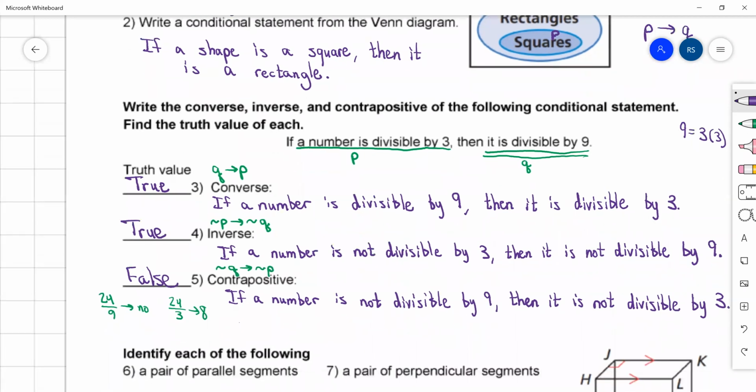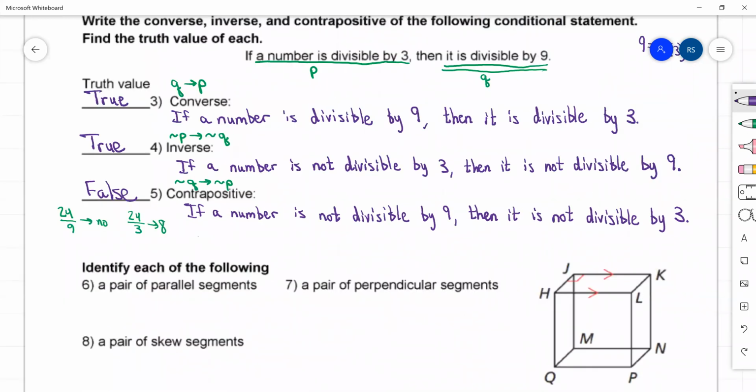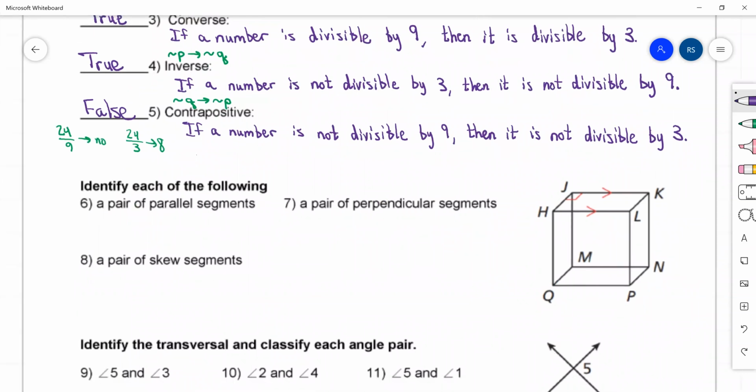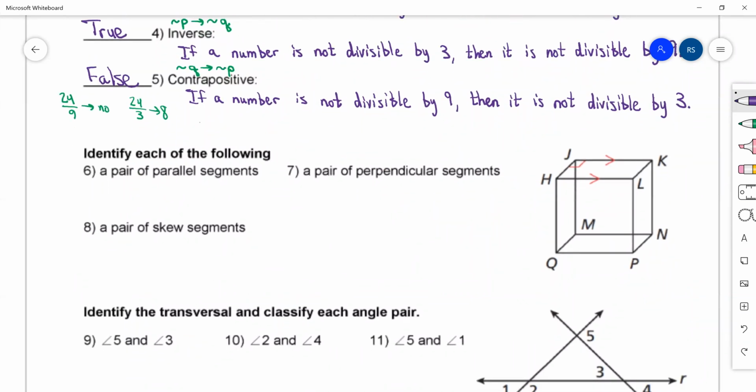Okay, so that's it for now on conditional statements. Now let's look at the next one.